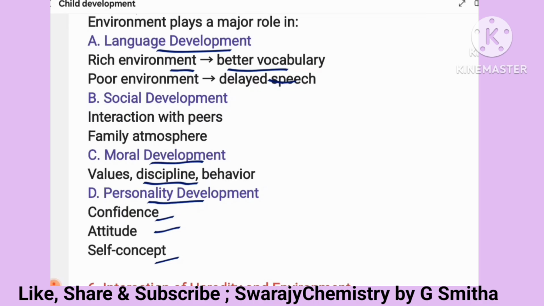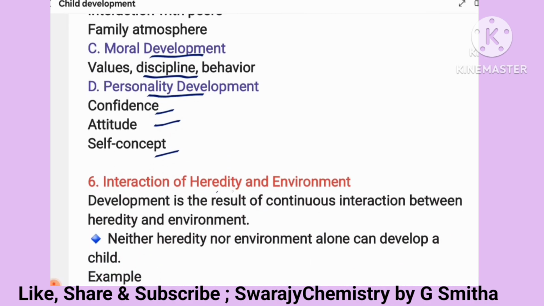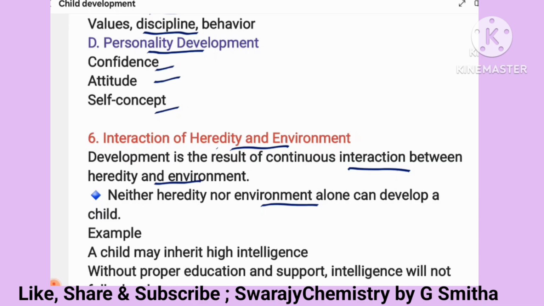Till now, we have understood heredity and environment separately. Now, let us come to the most important idea in child development, that is, the interaction of heredity and environment. Development is the result of a continuous interaction between heredity and environment. This means development is not controlled by heredity alone, and not shaped by environment alone. Neither heredity nor environment alone can develop a child.